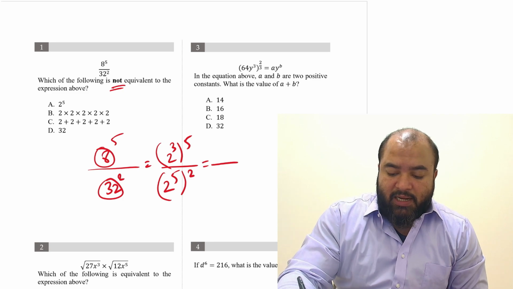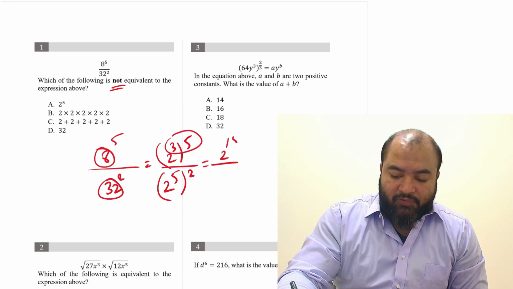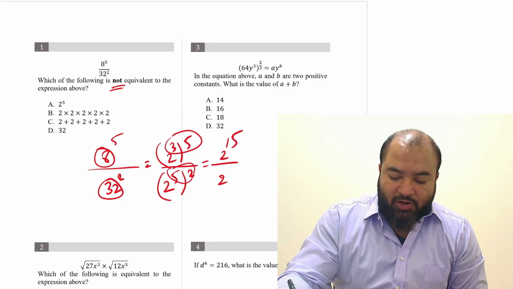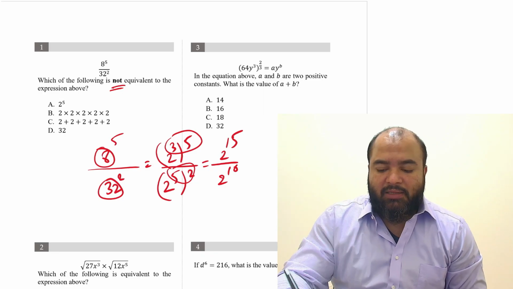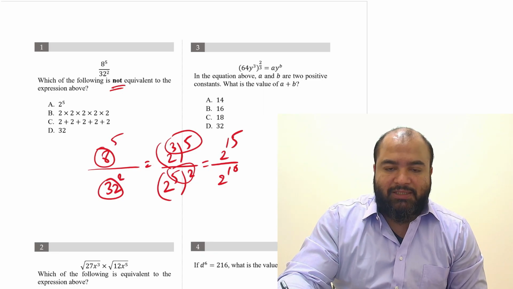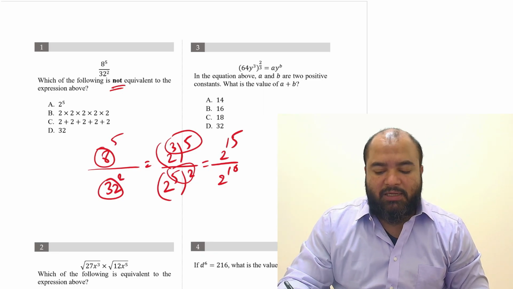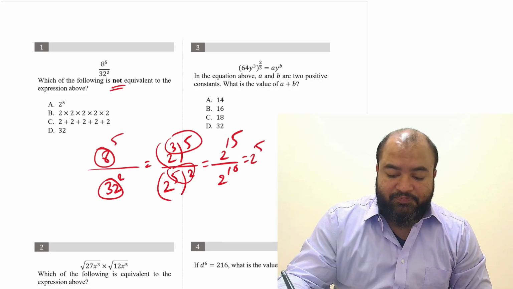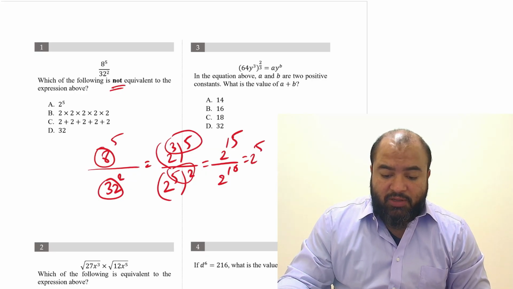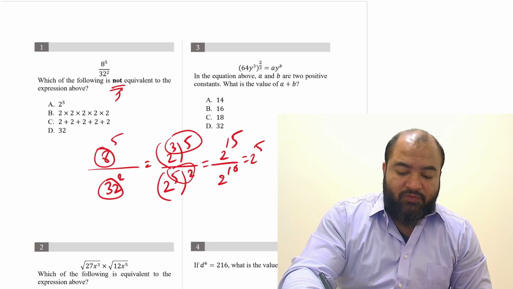So then it's 3 times 5, it's 2^15, and on the bottom it's 2^10. When you divide and they have the same base, 2, you can just subtract the powers, 15 minus 10, so that's 2^5. Okay, now which one of them is not equivalent to 2^5?